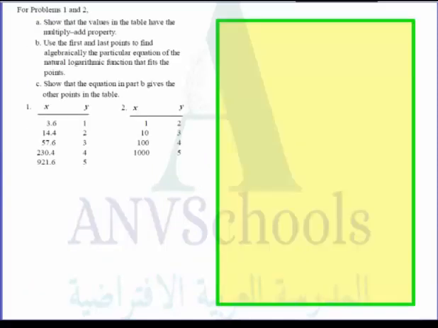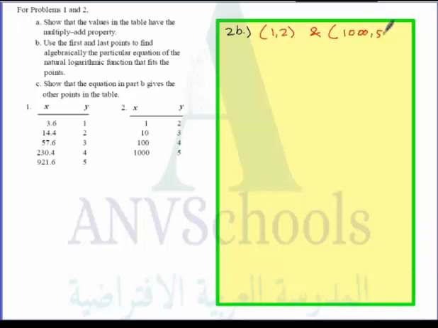So we are in 2b, and 2b asks us to use the first and last points to find algebraically the particular equation of the natural log function that fits the points. And what is our first and last points? My first point is 1, 2. And my last point is 1000, 5.